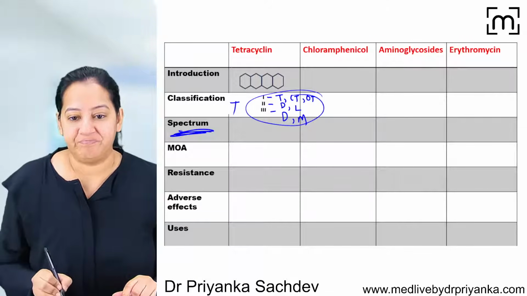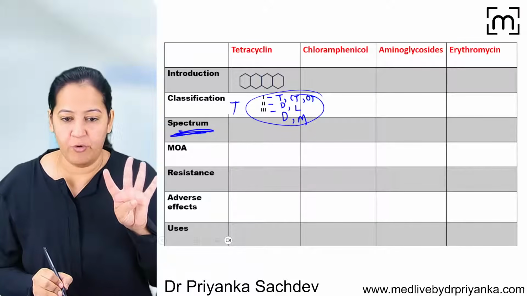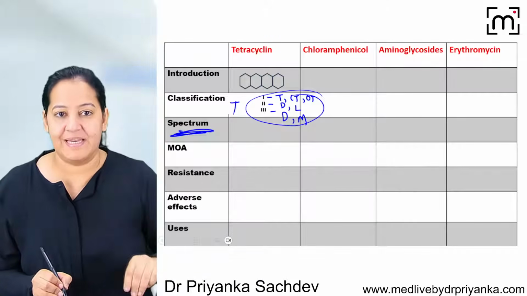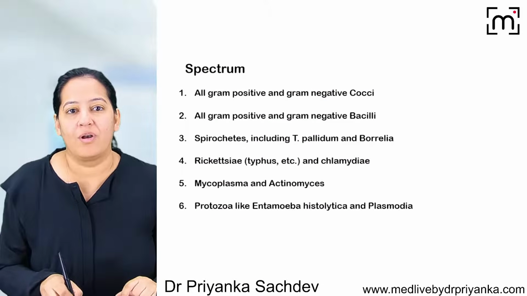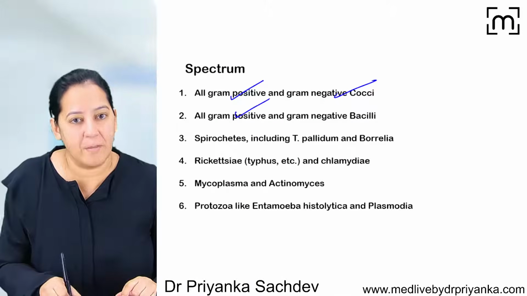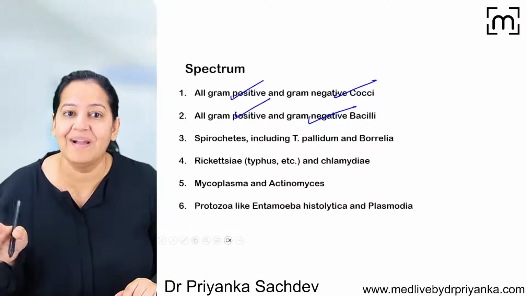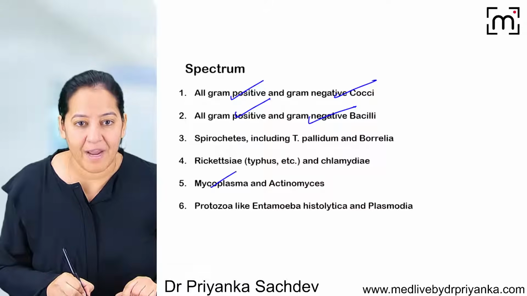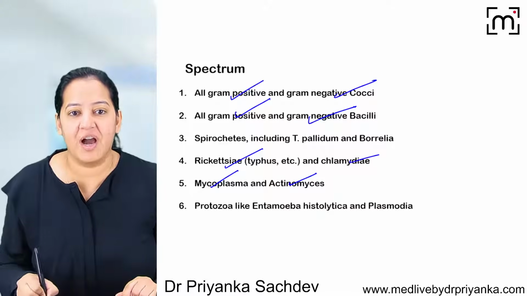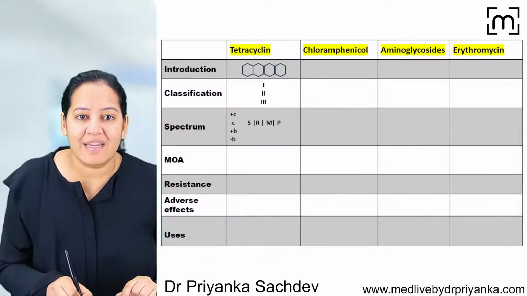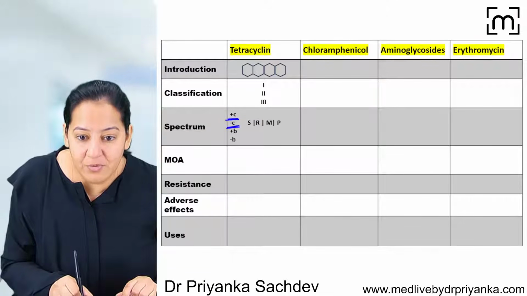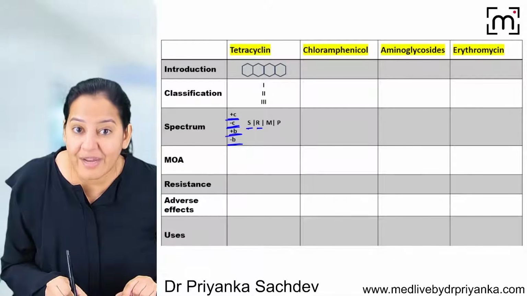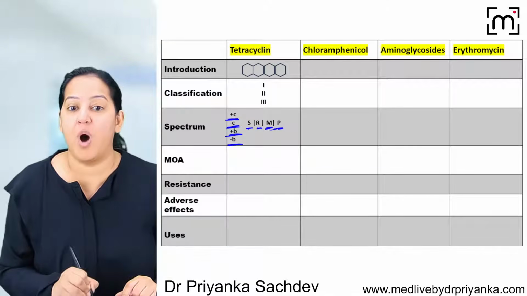Coming to the spectrum, we have 4 types of bacteria: gram-positive cocci, gram-negative cocci, gram-positive bacilli and gram-negative bacilli. So where does it act? It acts on all. It's a broad spectrum. Not only on bacteria, it acts on mycoplasma, actinomycetes, rickettsia, chlamydia and protozoa also. So it acts on gram-positive cocci, gram-negative cocci, gram-positive bacilli, gram-negative bacilli, spirochetes, rickettsia, mycoplasma and protozoa also.